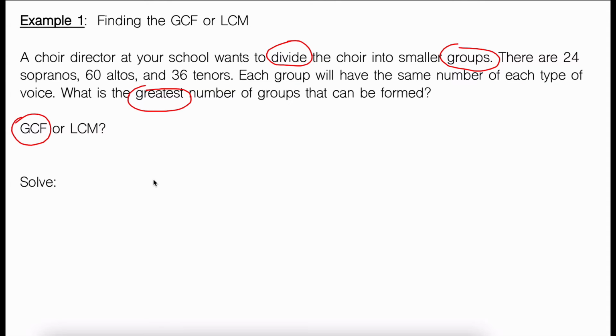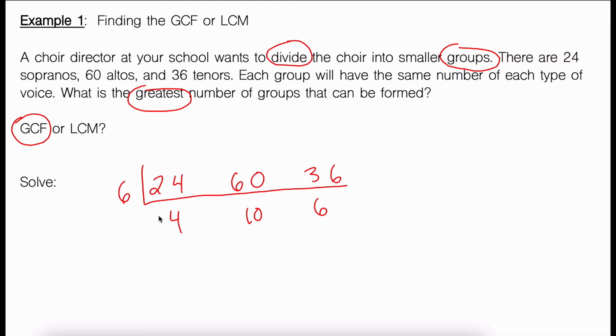Just to solve it so we can get an answer, the greatest common factor of 24, 60, and 36, I'm going to use upside down division to figure this out. All of these are numbers that can be divided by 6. 24 divided by 6 is 4, 60 divided by 6 is 10, 36 divided by 6 is 6. And all of those numbers, 4, 10, and 6, can be divided by 2. 4 divided by 2 is 2, 10 divided by 2 is 5, and 6 divided by 2 is 3. And 2, 5, and 3 don't share a common factor, they can't all be divided by something, so I've got my GCF.